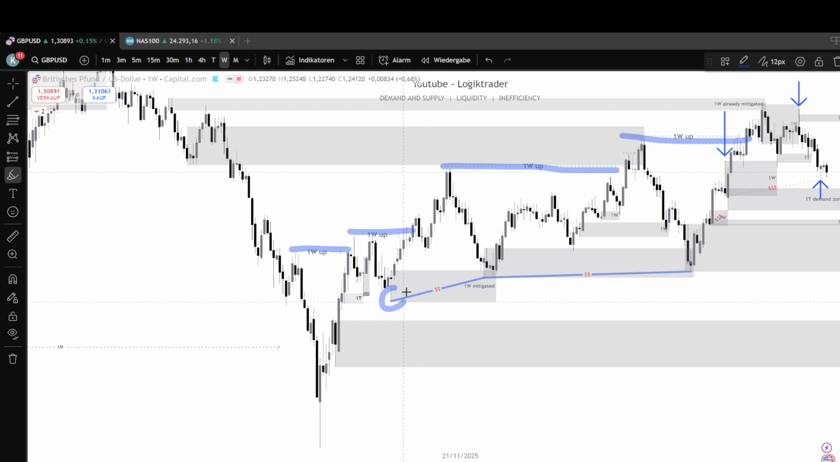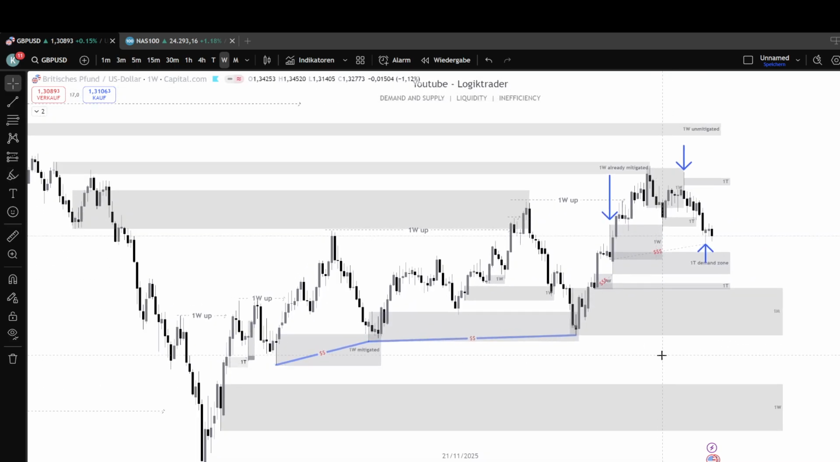Remember, this low went up to break this structure to form a higher high. This low went up to break this structure to form a higher high, and this low went up, broke structure to form a higher high. So what are we expecting? We're expecting that since the market is bullish on the weekly time frame, that bullish momentum should continue based on the weekly time frame.